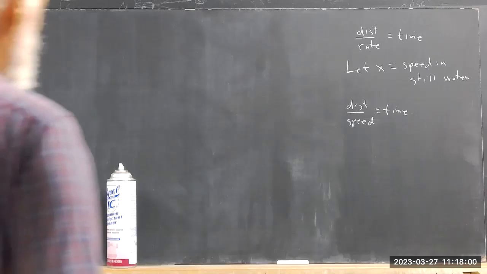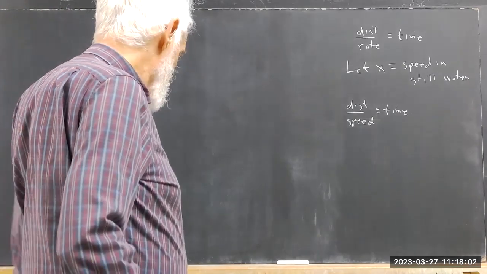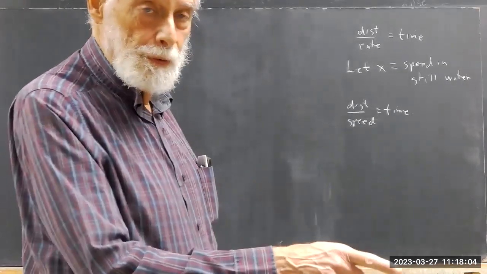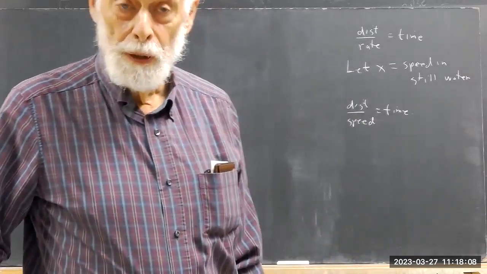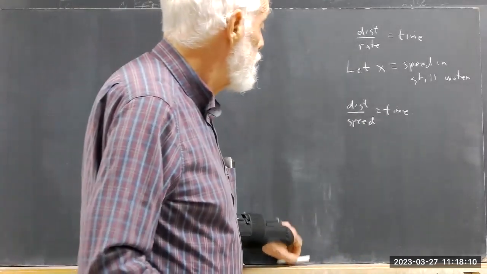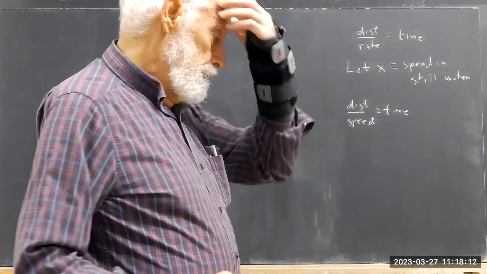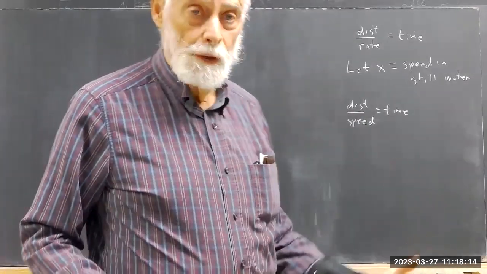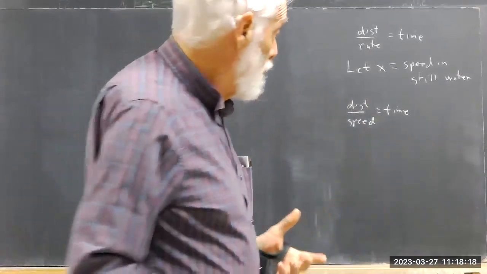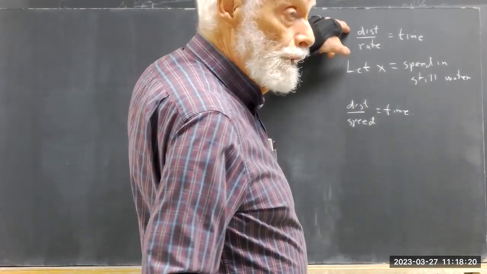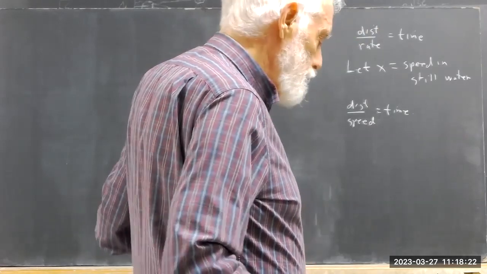Okay, so it's a pretty standard problem. You've got a boat that goes upstream, comes back downstream. There's a current, in this case a 3 mile an hour current. And you're given that it takes 12 hours longer to go upstream than it does downstream. And you're also given the distance.